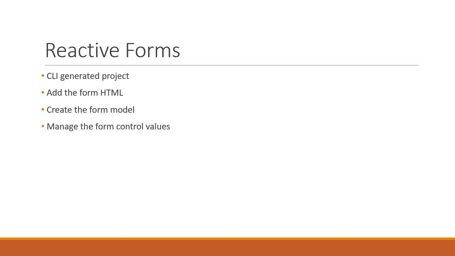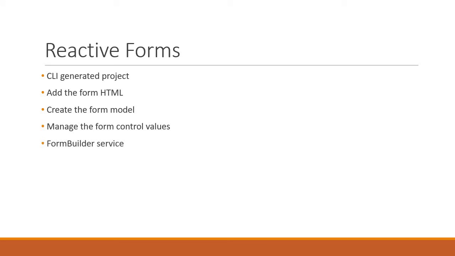Let's see how we are going to proceed with the rest of the course. We will start off with a brand new project that is generated by the CLI. We will then add the HTML that represents the form we will be working with. Once the HTML is done, we will create a model of our form using the form group and form control classes. We will also see how to manage the form control values.